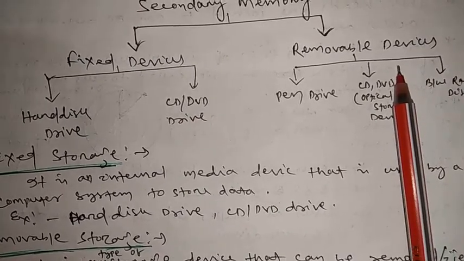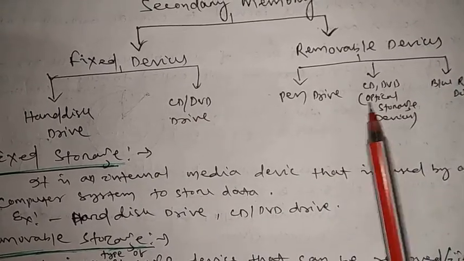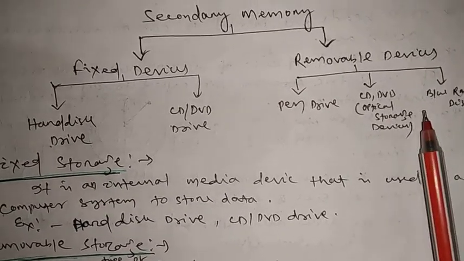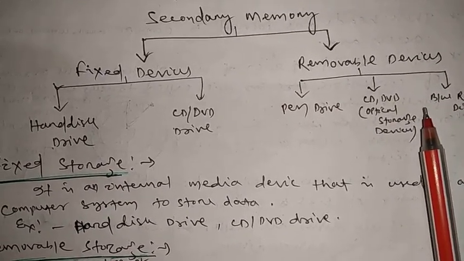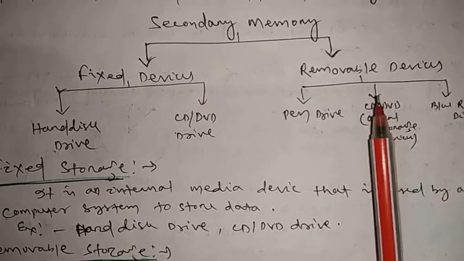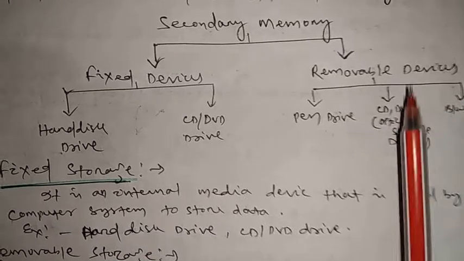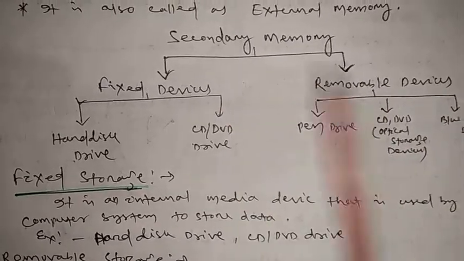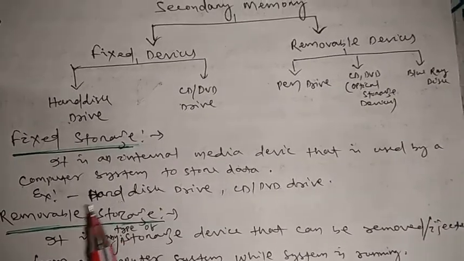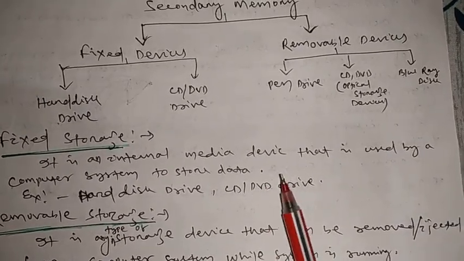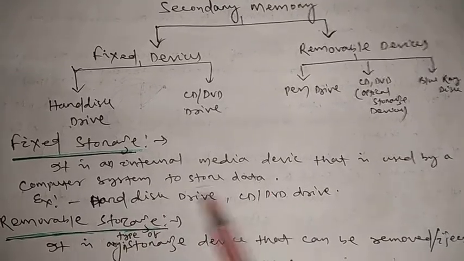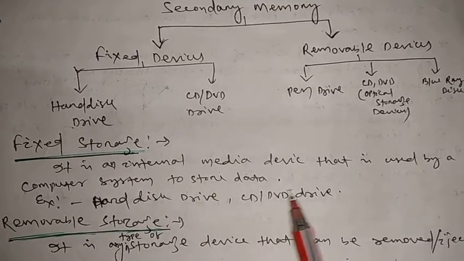And removable devices are what? Pen drive, CD, DVD, optical storage, Blu-ray disc. These are removable discs: when we record the device, we can connect it to our system and use it. These are called removable devices. So secondary memory is of two types: fixed device and removable device. Fixed device is an internal media device made for a computer system to store data, such as the hard disk drive and CD or DVD drive.